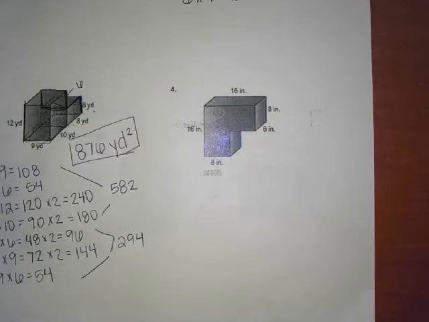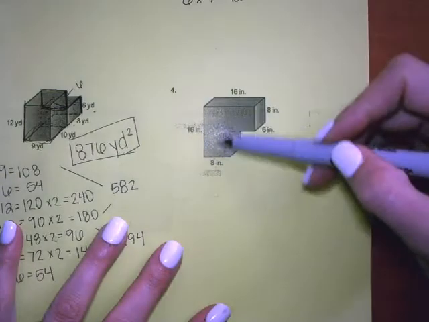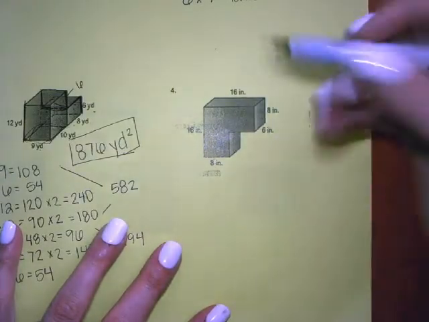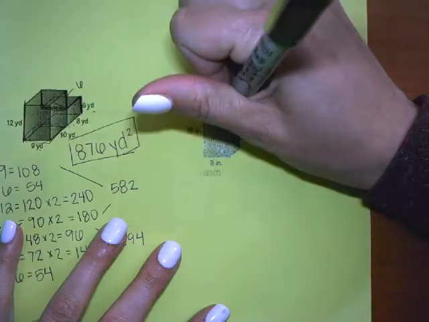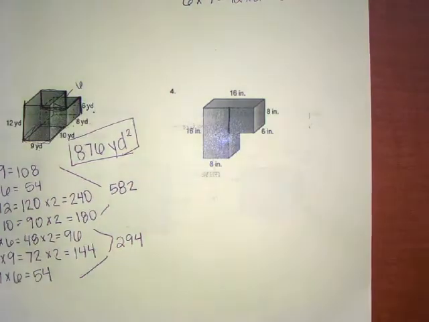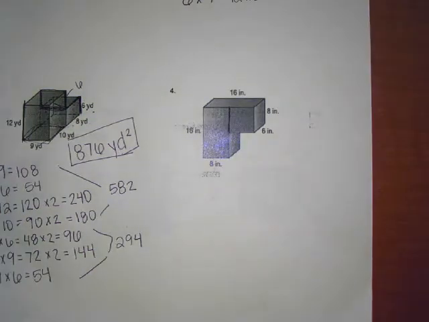Okay? When we look at this, it's like I have an L, correct, guys? So I need to find the area of every single side. So I'm going to start with the L, that big front part, and I'm going to cut it down the middle, like that. I could have cut it the other direction. You should still get the same answer, okay?